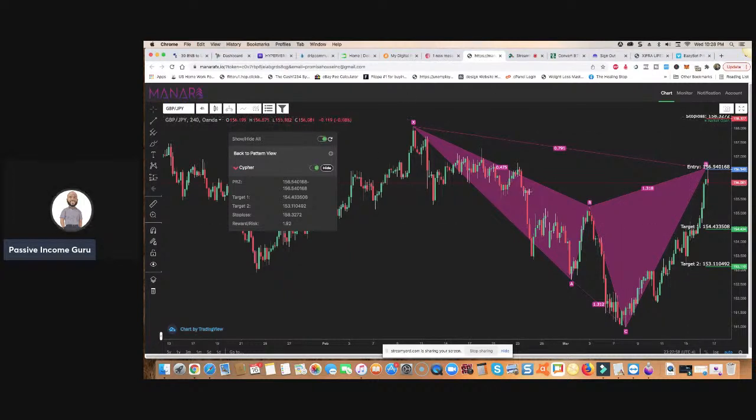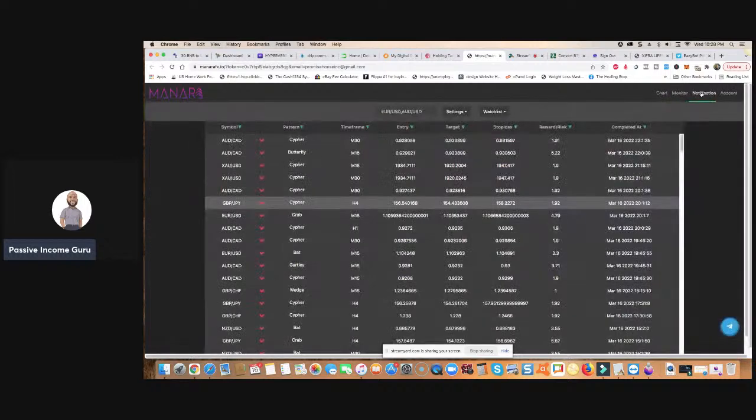This tool gives you notifications. So I'm going to go to notifications right here. As you can see, over here to the far right, you have the dates, which is today, March 16th. It is constantly scanning the market on several pairs and giving you the setup.